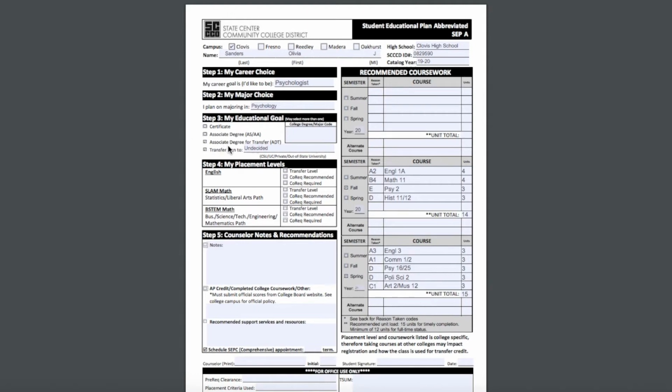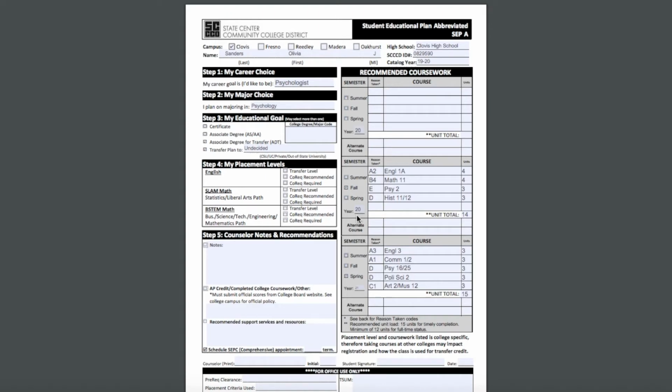Step 3 is their educational goal, which is an associate's degree for transfer, but they are undecided as to where they want to transfer to. And here we have the recommended coursework, which is broken up by semester. In here, the fall box is checked, so we know that this is for fall 2020.